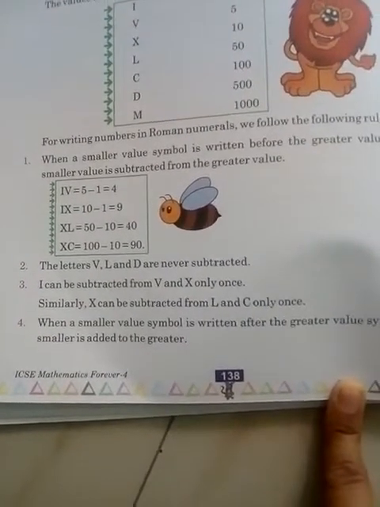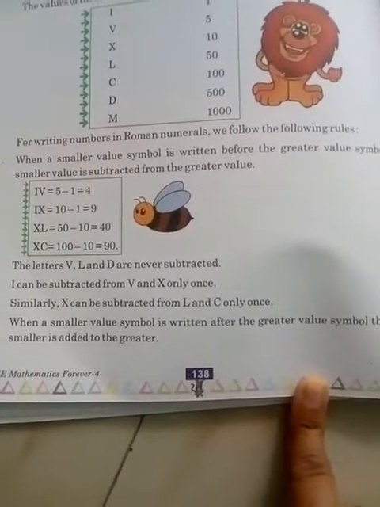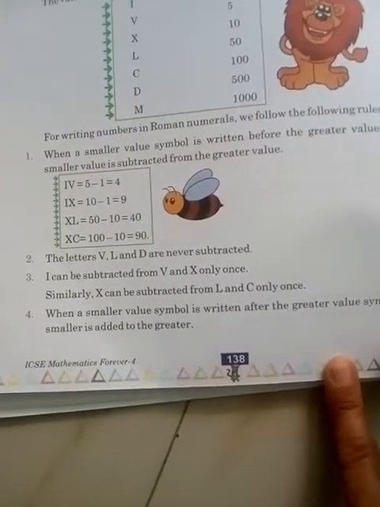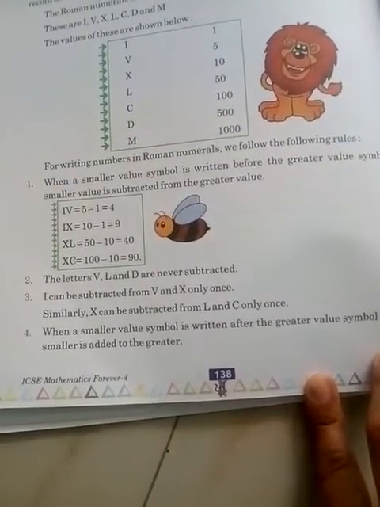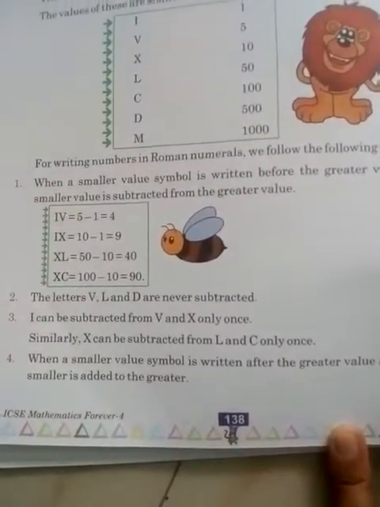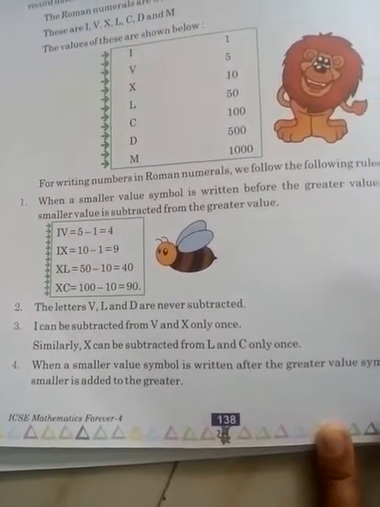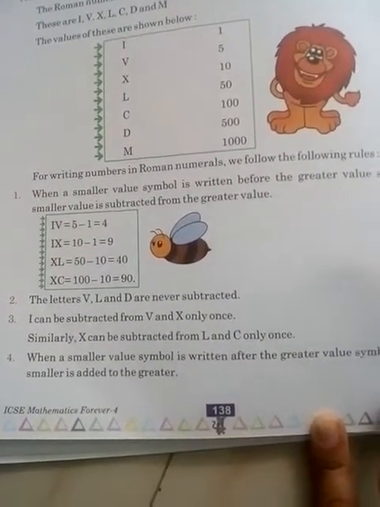किसी भी रोमन सिंबल के लेफ्ट हैंड साइड पे V, L and D never comes. I can be subtracted from V and X only. That means 1 can be subtracted only from V and X, only once. Similarly, X can be subtracted only from L and C, only once.